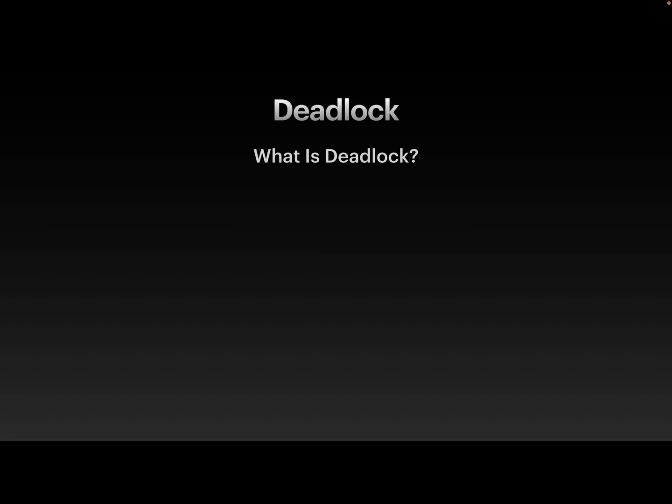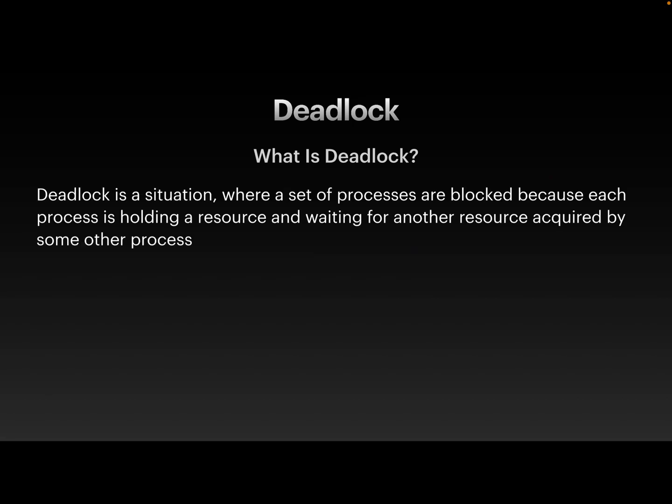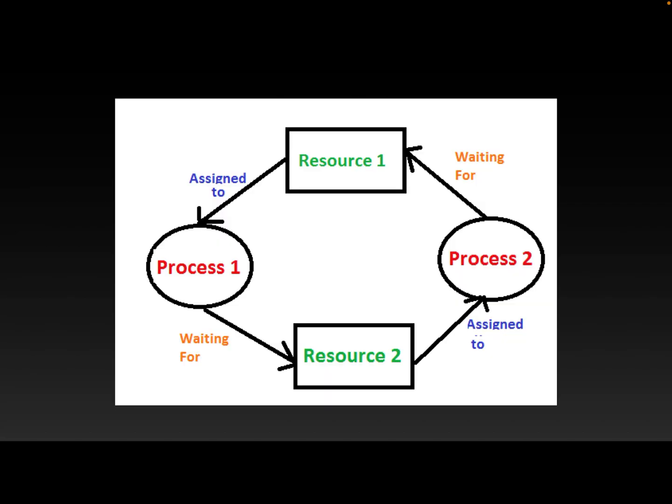So what is deadlock? Deadlock is a situation where a set of processes are blocked because each process is holding a resource and waiting for another resource acquired by some other process. Now let's explain deadlock with an example.